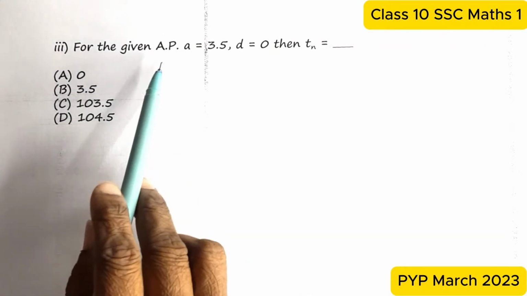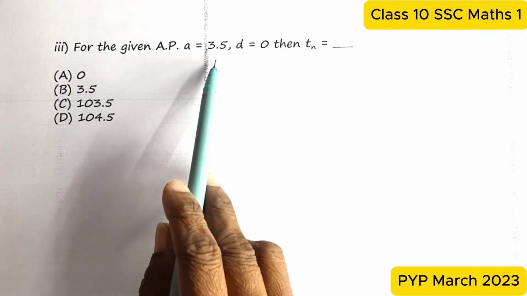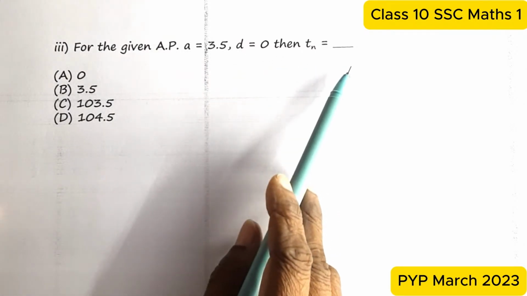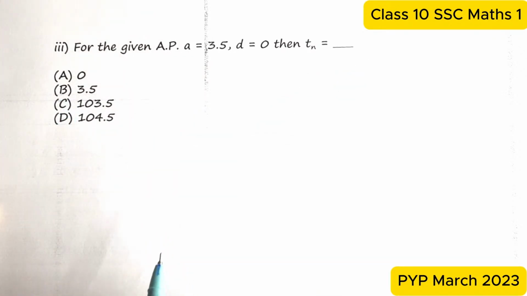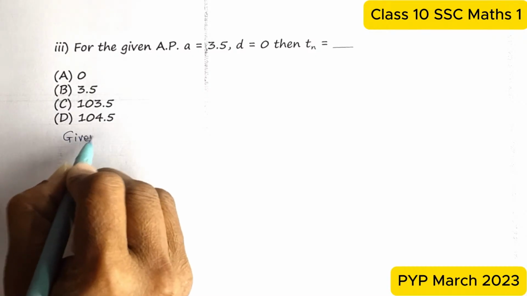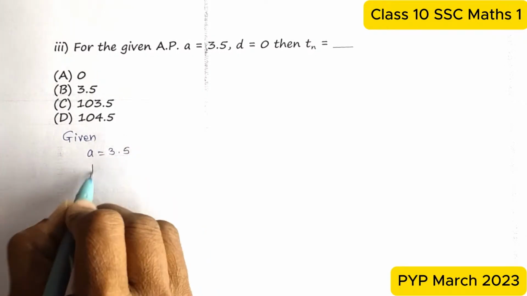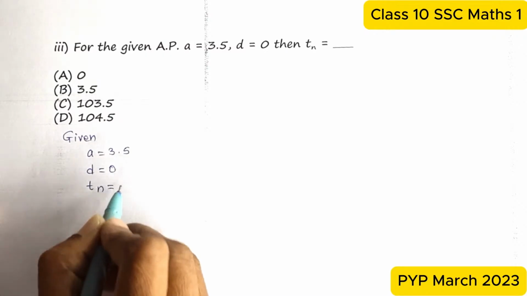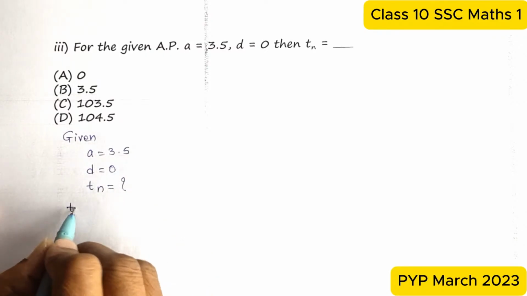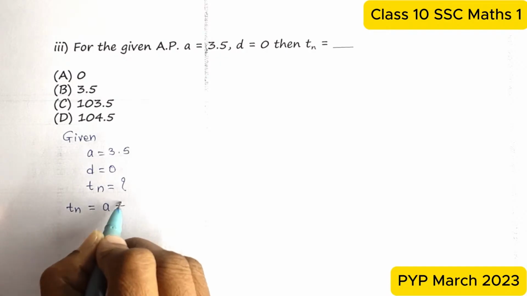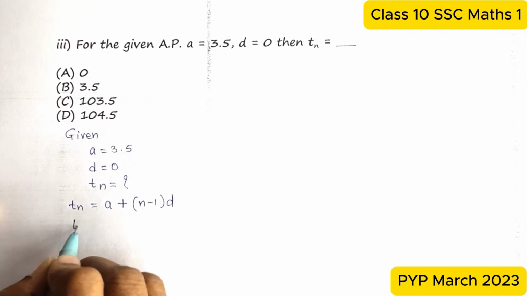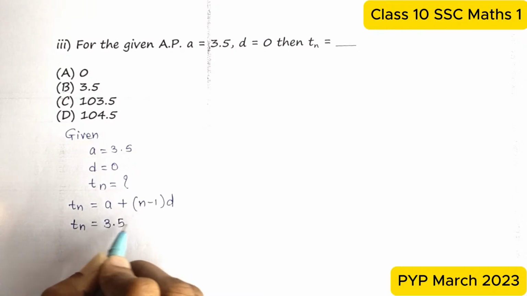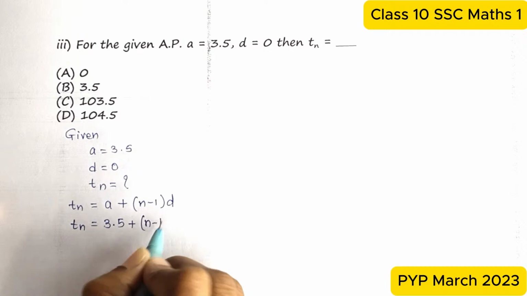Then the next one, the third example. For the given AP, A is equal to 3.5, D is equal to 0, then Tn is equal to. Now students, this is a question from arithmetic progression. The given is A is equal to 3.5, D is equal to 0, and we have to find out the Tn. So now we use the formula for Tn. Tn is equal to A plus n minus 1 D. Now substitute the given values. So Tn is equal to 3.5 plus n minus 1.